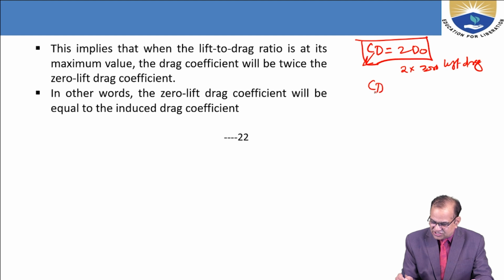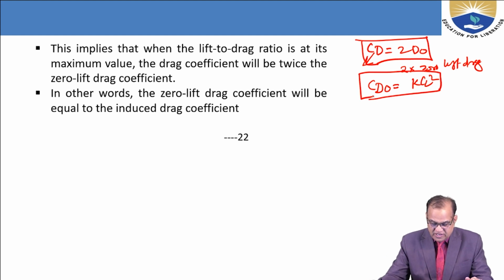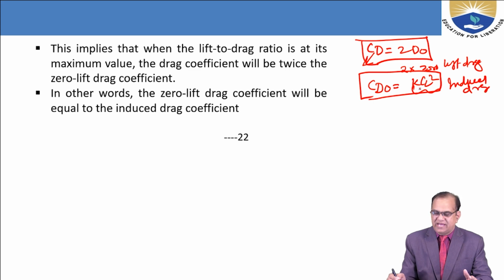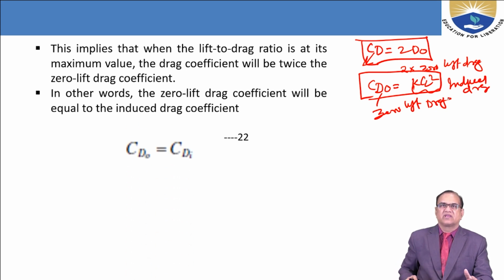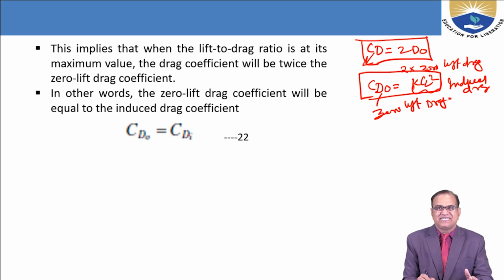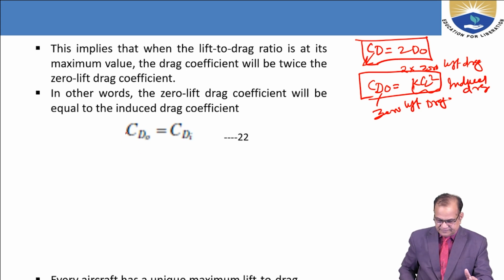Another thing we are getting is that CD naught is equal to K CL square. We have got this relation also. So when the lift to drag ratio is highest, CD naught should be K CL square. The zero lift drag should be equal to the induced drag. This is the induced drag, and this is the zero lift drag. So here CD naught is equal to CDI. CDI is the induced drag and CD naught is the zero lift drag.